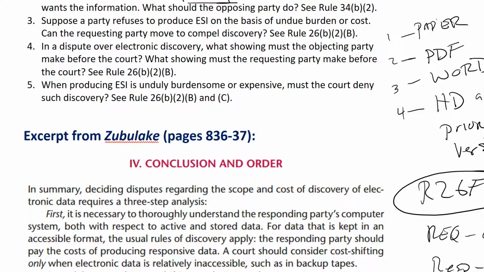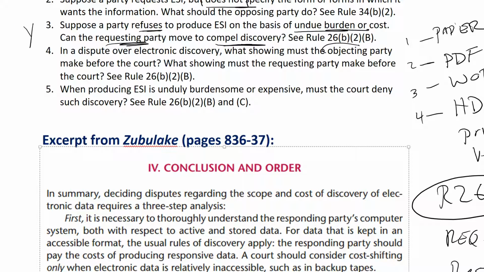Let's move on to the last questions, 3, 4, and 5. Suppose a party refuses to produce ESI on the basis of undue burden or cost. Can the requesting party move to compel discovery? The answer, as we'll see, is yes. Look at that in a minute. In a dispute over ESI, what showing must the objecting party make before the court? Okay, well, that's going to be undue burden or cost, so that the information is unreasonably accessible. And what showing must the requesting party make before the court? Well, that's going to be good cause, and we'll talk about that in a minute.